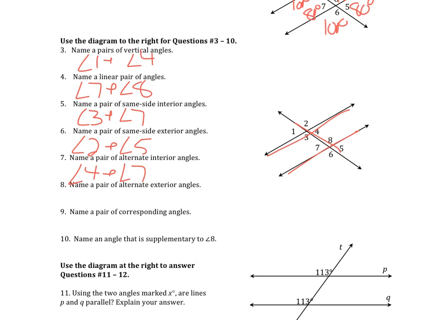Corresponding angles means they're in the same location. So if I look at, say, angle 1, out of that group of 4, it's in the top left. So out of this group of 4, my top left one would be angle 7. So we'd go angle 1 and angle 7. Oh, sorry, I missed one. That's for number 9. Alternate exterior now means we're going to be on the outside, but we're going to be on opposite sides. So angle 2 and angle 6.